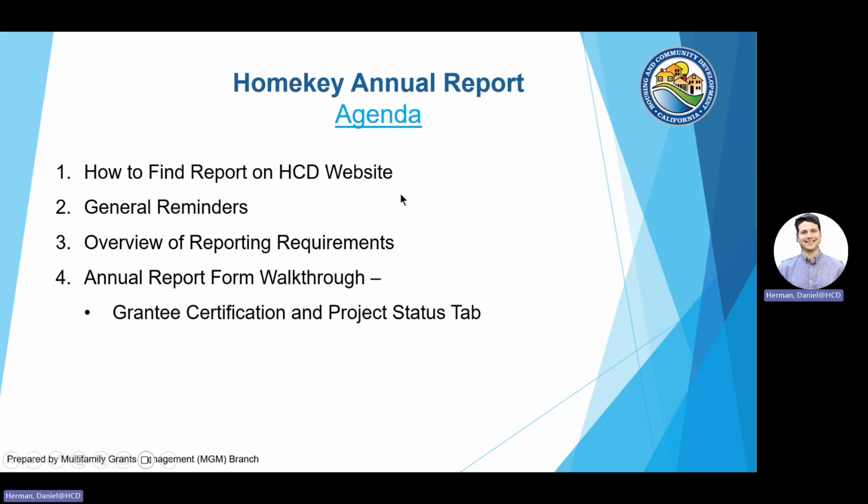The agenda for the presentation is as follows. We will review how to find the report on the HCD website. We will go over general reminders for the annual report. We will have an overview of the reporting requirements. And lastly, I will do a walkthrough of the first tab of the annual report, the Grantee Certification and Project Status tab. We will review the important aspects in the presentation, and then we will do a walkthrough of the report form itself afterwards.